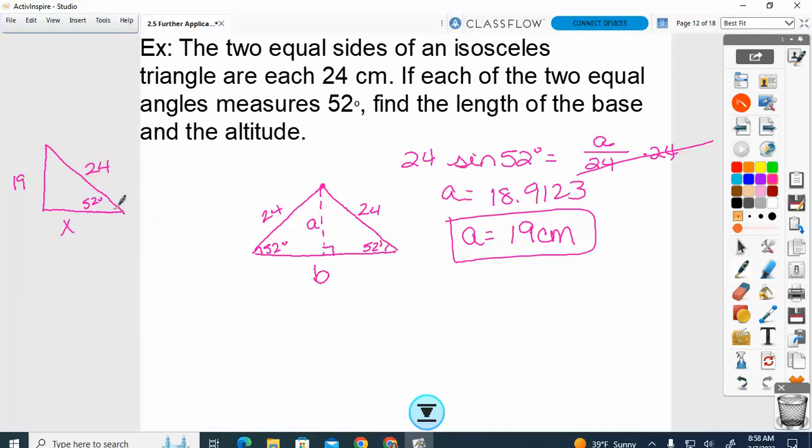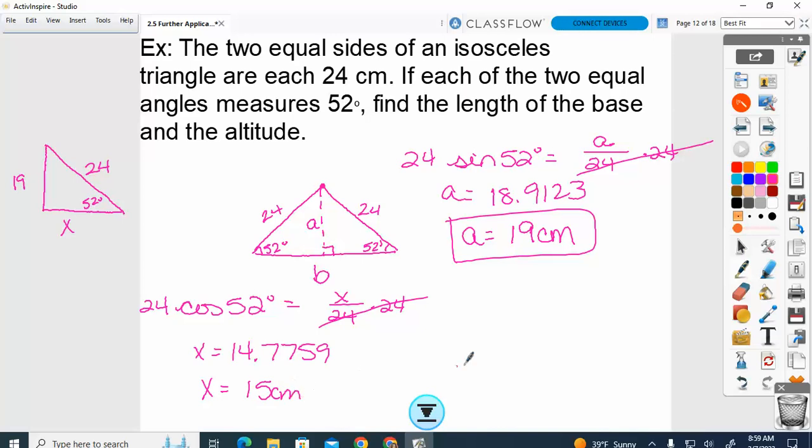I'll just do a trig function to practice that. So from my 52, x is the adjacent, 24 is the hypotenuse. What trig function? Cosine. So the cosine of 52 degrees equals the adjacent x over the hypotenuse 24. So multiply the 24. 14.7759, or we would round that to 15 centimeters for the significant digits.